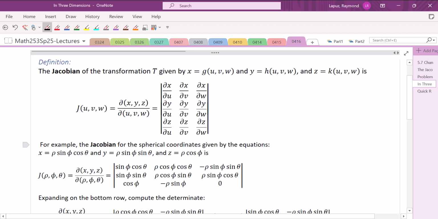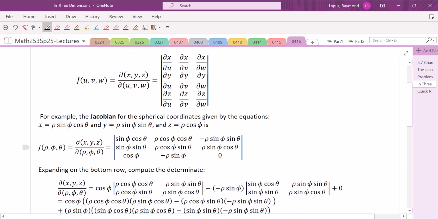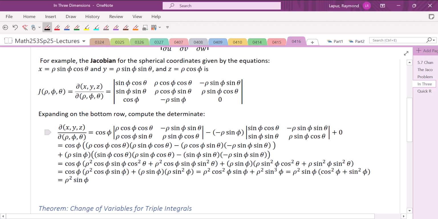So your transformation in spherical coordinates is x is equal to rho sine phi cosine theta, y is equal to rho sine phi sine theta, and z is equal to rho cosine phi. And so the Jacobian needs the determinants of each of these things with respect to rho, phi, and theta. And so you got this determinant with respect to rho, phi, and theta. And now computing the determinant of that looks like this.